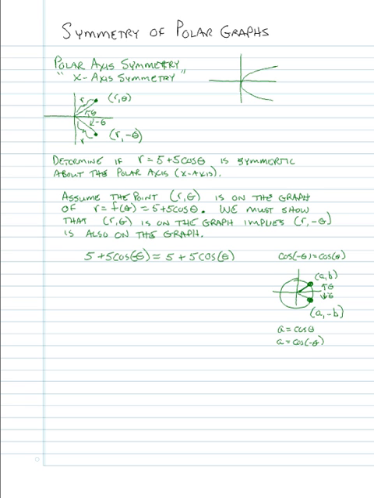So back up here, when we change cosine of negative theta to what it's equal to, cosine of theta, well, 5 plus 5 times cosine of theta is equal to the same r that we had before. So this shows symmetry. This proves symmetry about the polar axis. And I'm going to just say about the x-axis.